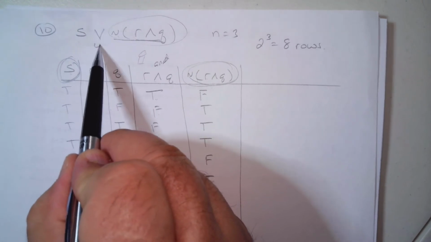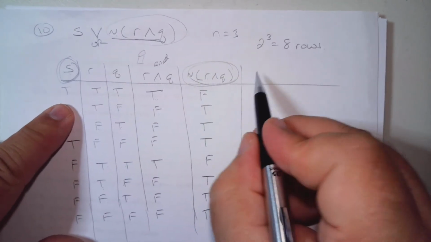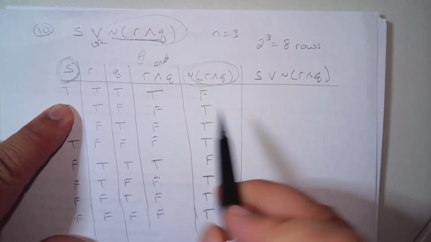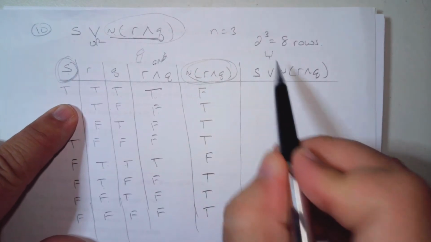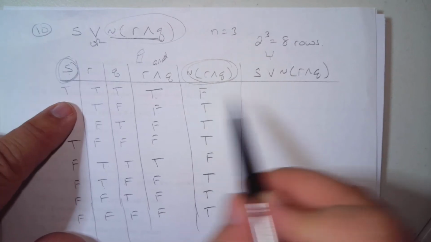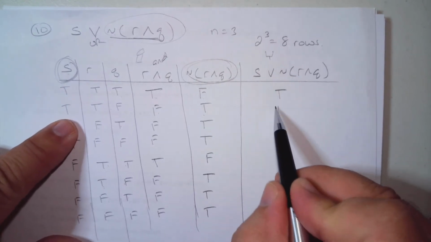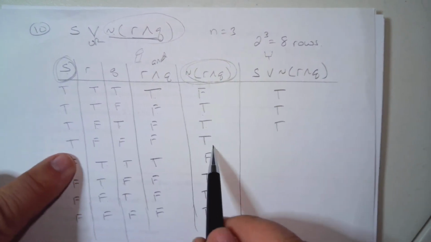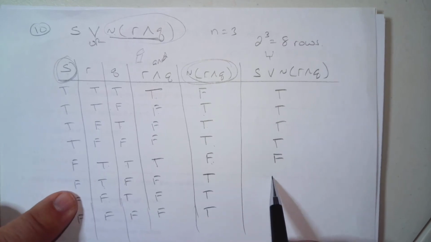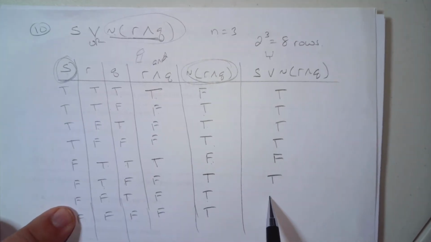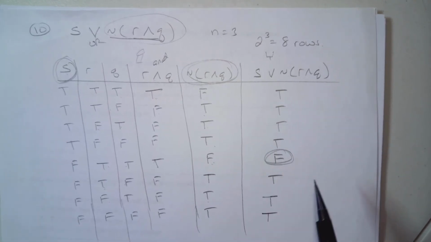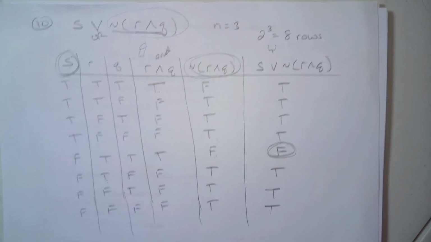We have to do the OR statement. And remember, that's that Y football goal thingy. If either one's open, then water's going to go through. So true or false, true. True or true, true. True or true, true. True or true, true. False or false, false. True or false, true. False or true, true. And false or true, true. We have 1 false in there.